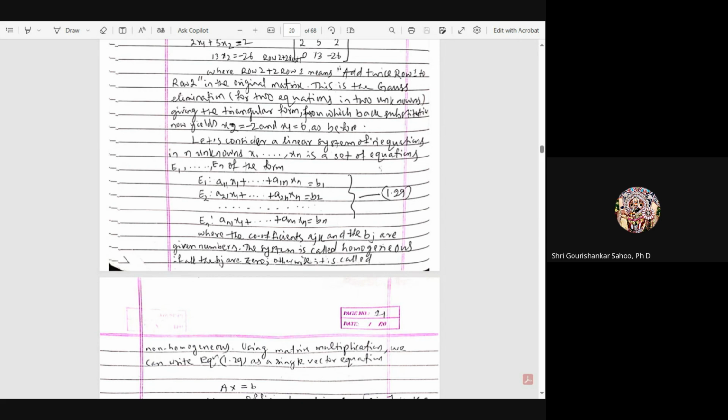a11 x1 plus so on and so forth a1n xn is equal to b1, a21 x1 plus so on and so forth plus a2n xn is equal to b2, and an1 x1 plus so on and so forth ann xn is equal to bn. So the first equation is your E1, second E2, and last one is En. So the coefficients ajk and the bj are given numbers. The system is called homogeneous if the bj's are zero, otherwise it is called non-homogeneous.